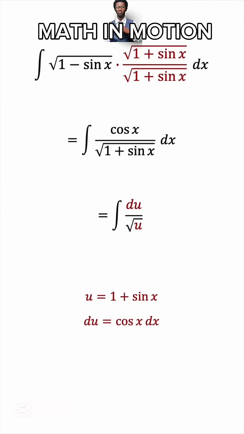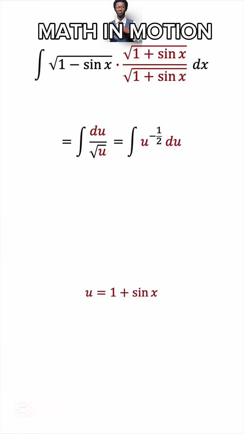Now, the square root of u is u to the power of 1/2, and that's in the denominator. So this is u to the power of negative 1/2. And now to integrate this, we'll add 1 to the power and divide by the new power. Dividing by positive 1/2 is like multiplying by 2. Again, u to the 1/2 is like the square root of u, and all we have to do now is substitute back the expression for u in terms of x. So that's it. The integral of the square root of 1 minus sine x is 2 times the square root of 1 plus sine x plus a constant of integration c.